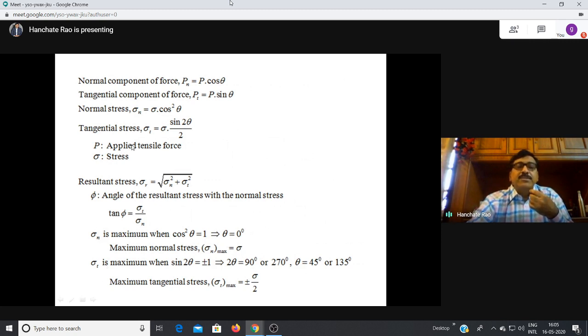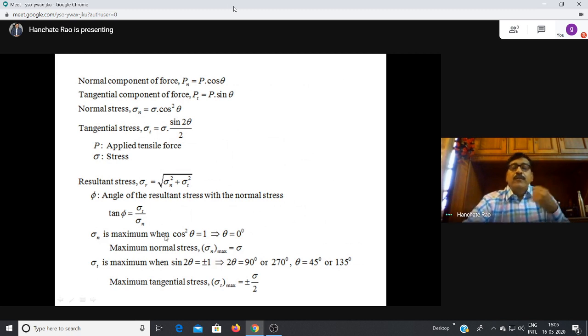Similarly, what is the maximum shear stress? The shear stress is sigma sin 2 theta by 2. When sin 2 theta becomes 1, we get maximum shear stress. So sin 2 theta is equal to 1, 2 theta is equal to 90 degrees, so theta is equal to 45 degrees, or 135 degrees. If you substitute here, sigma t is equal to sigma into sin 2 theta by 2, where sin 2 theta becomes 1, so sigma t is equal to sigma by 2.